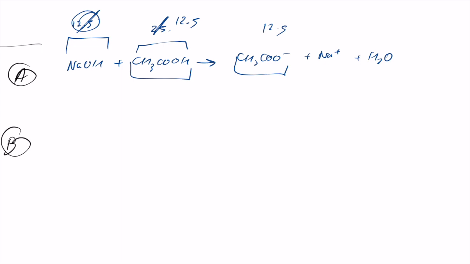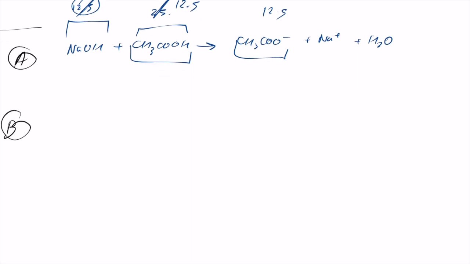equivalence, we have equal molar amounts of CH3COOH, the weak acid, as well as its relatively stronger conjugate base, CH3COO minus. So those are the two major species that are present at half equivalence.